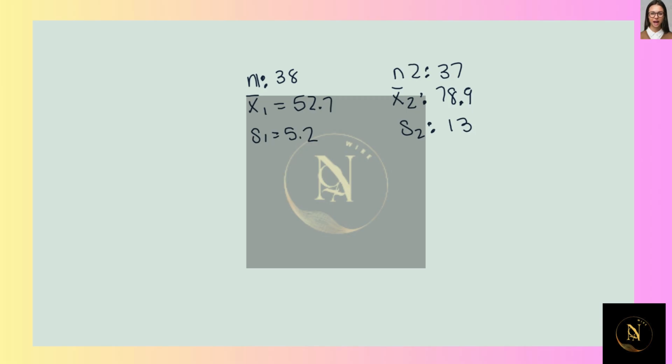So first thing that you're going to do is, it's a 90% confidence interval, assuming unequal population variances. Okay, so if there's unequal variances, what you have to do is find the square root of 5.2 squared divided by 38 plus 13 squared divided by 37, and that is going to equal the square root of 5.28, and that is equal to 2.3.